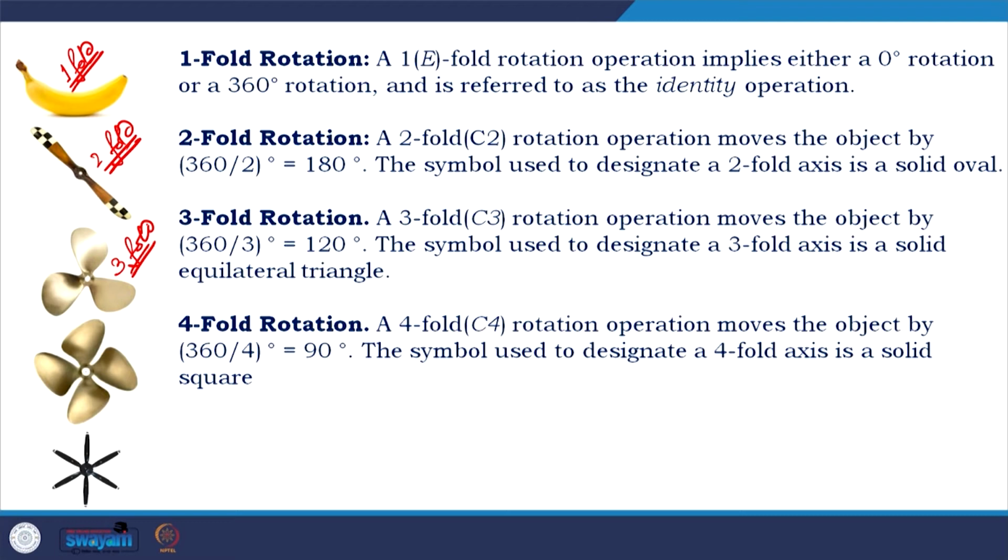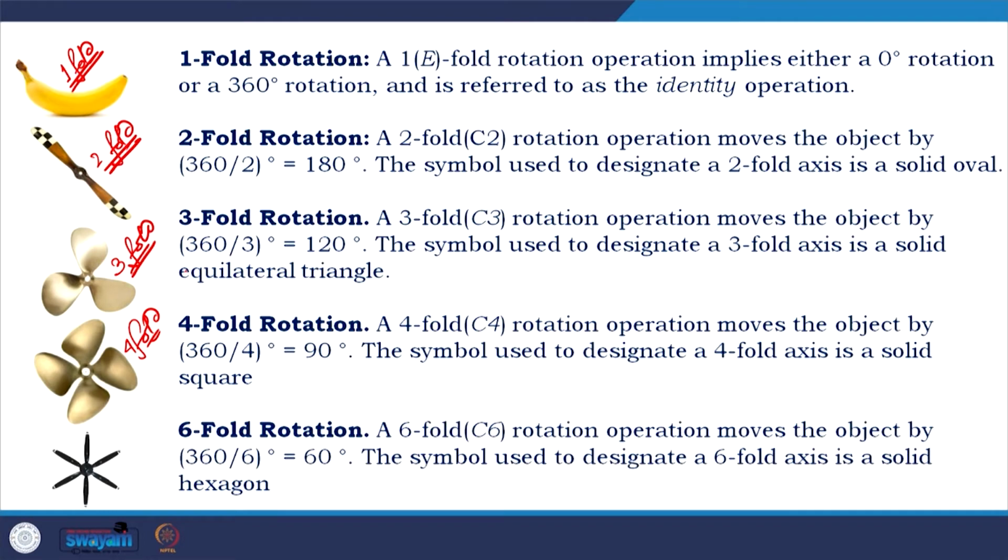Fourfold, a C4 rotation operation, moves the object by 90 degrees. The symbol is a solid square. So, this is fourfold. Sixfold, a C6 rotation operation, moves the object by 60 degrees and the symbol is a solid hexagon, as I talked about.